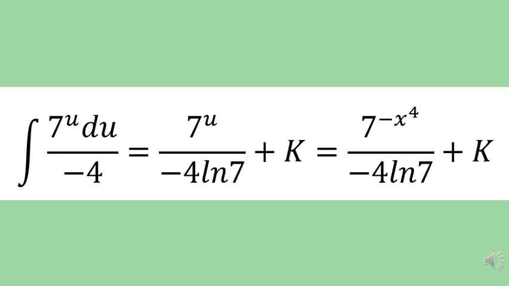The -4 again just tags along in the answer, and of course you do put the plus k at the end of it. When I go back and substitute, my final answer is going to be 7 to the negative x to the 4th all over -4 natural log of 7 plus k.